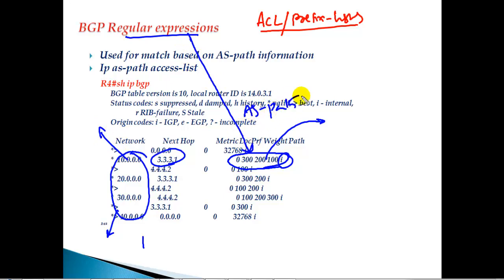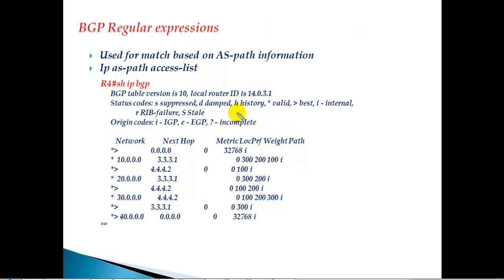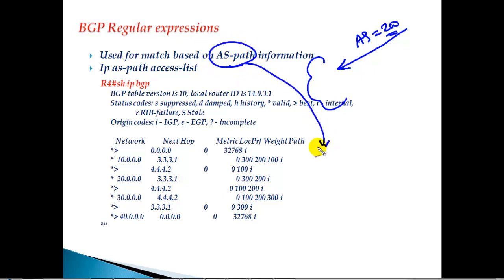This is a very useful concept, because you may come across a requirement where, let's say, you want to match all the networks coming from AS200. Now how to do that? You are not aware of exactly what networks belong to AS200. So in that case, I can use BGP regular expressions to match the prefixes based on the autonomous system path information. To make that possible, it is going to use a string of special characters.